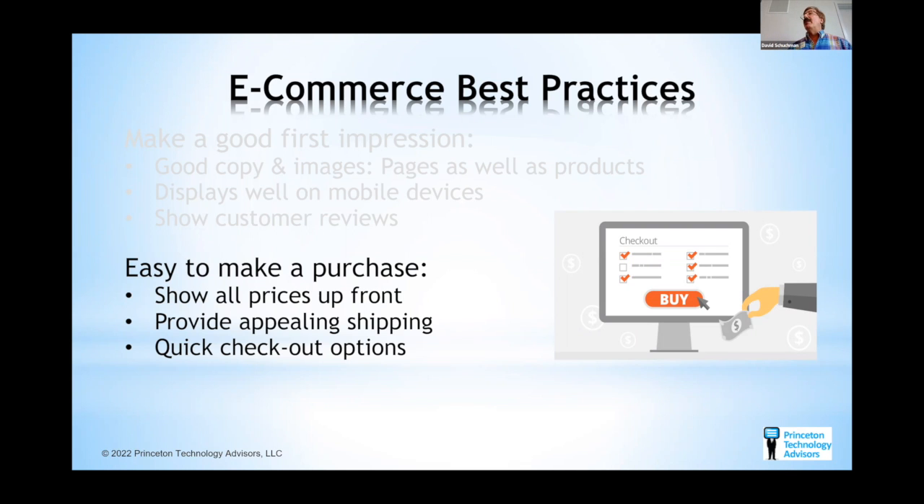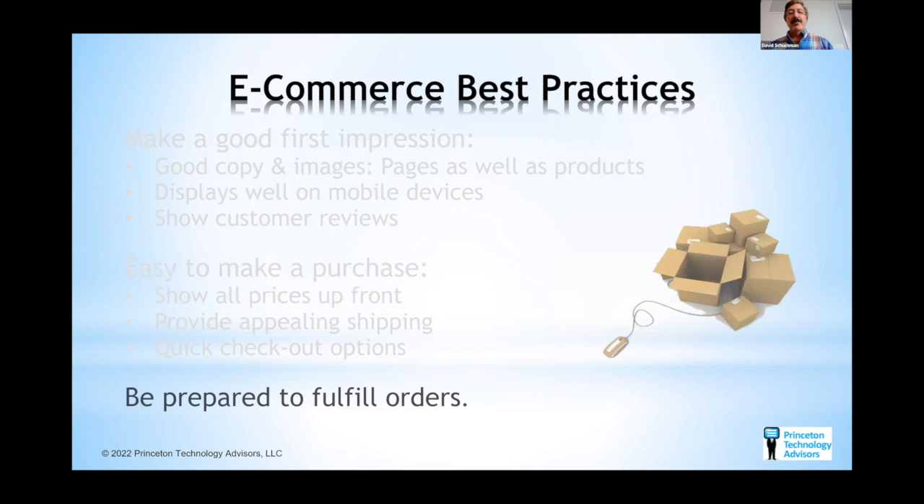Have appealing shipping. If you can't give away free shipping, maybe fixed price. Shipping is $10 no matter how much you buy, something like that. And have quick checkout options. Don't make them go through lots and lots of pages just because you want more information. Maybe have one page, two pages the most. Make it as easy as possible. Think about how annoyed you get when you have to wait on a long checkout line. This is the digital equivalent of that.